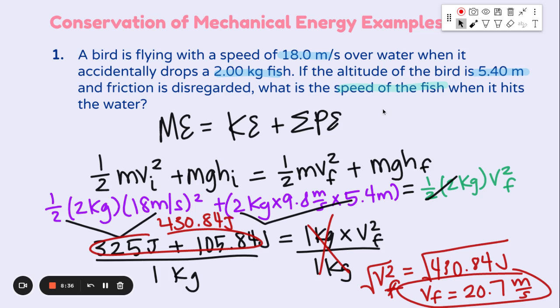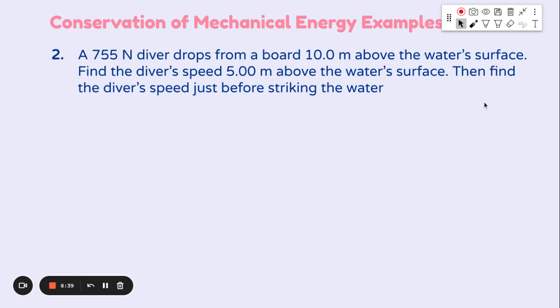I have not pre-worked out this problem, so it's going to be fun. It says a 755 Newton diver drops from a board 10 meters above the water's surface. Find the diver's speed 5 meters above the water surface, then find the diver's speed just before striking the water. So we're going to do the same thing we did previously, only we're going to calculate it once where 5 meters is your final height, and we're going to do it a second time where 0 meters is your final height, because we want to calculate the speed.